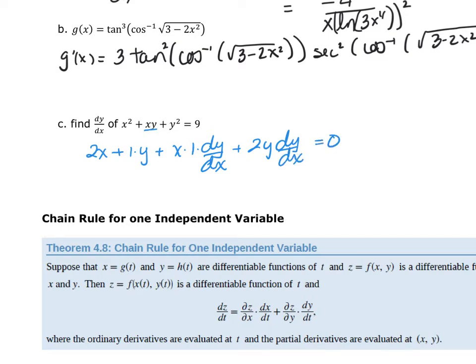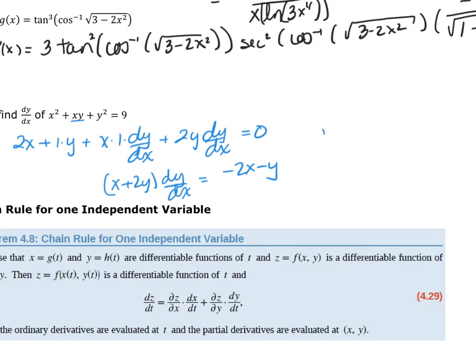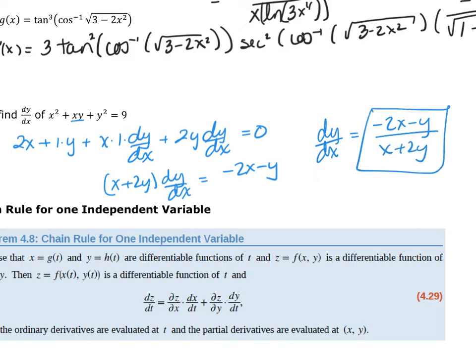Since I'm trying to find dy dx, I need to move any of the terms that don't have a dy dx as part of it to the other side of the equal sign. So on the left side, I will leave it with x plus 2y, factoring out a dy dx, is equal to, on the other side, I'm going to end up with a -2x and minus y. I'm going to divide both sides by the x plus 2y. And so my final answer, dy dx, is equal to -2x minus y over x plus 2y. Bam. So, it's not too bad.